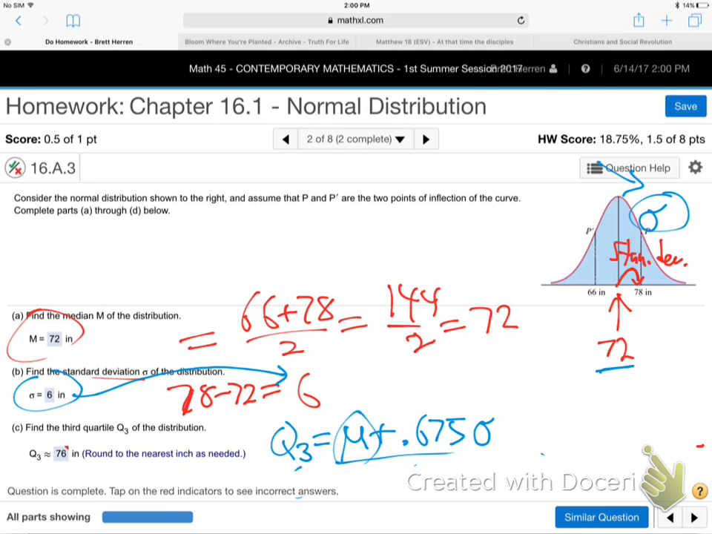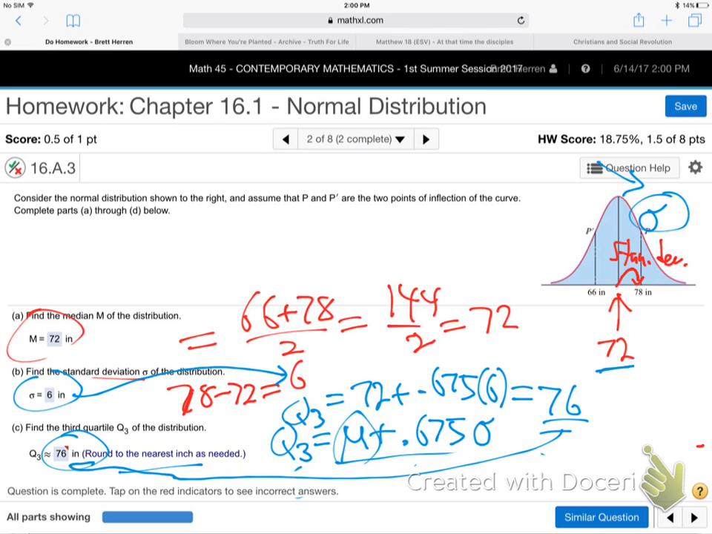Put it up here. So Q3 is mu, which is 72, plus 0.675 sigma. Sigma is 6. So work that on your calculator. You're going to get 76 when you round. It rounds off to 76. We good there? Everybody okay?